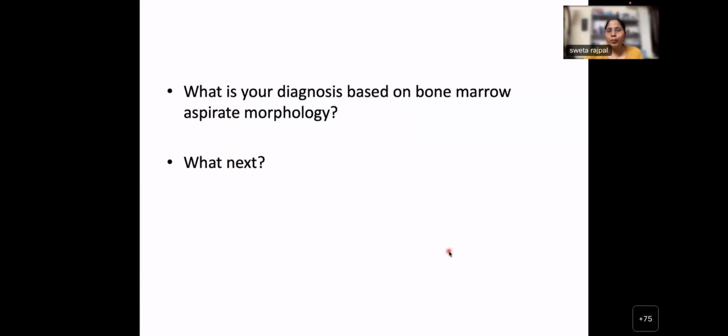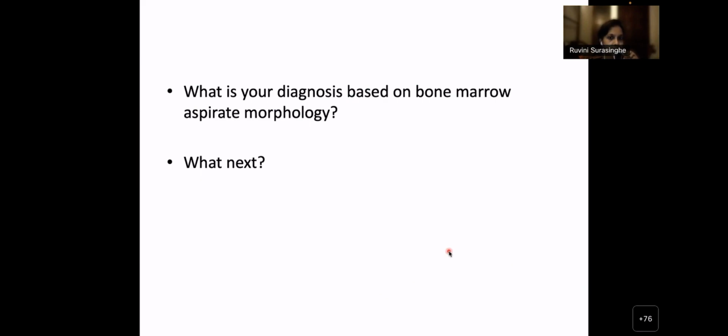Now, based on bone marrow morphology, what is your diagnosis at the current stage and what would you like to do next, Ruvini? Yes, ma'am. The morphological diagnosis would be chronic myelomonocytic leukemia type 2, and to further diagnose, I would like to go ahead with flow cytometry as well as molecular studies.